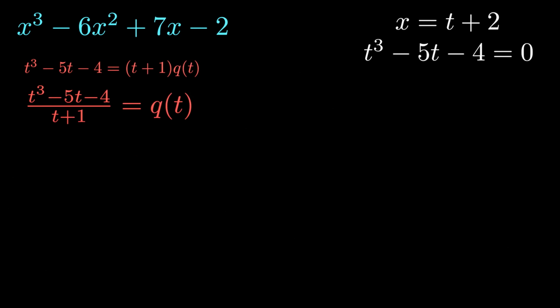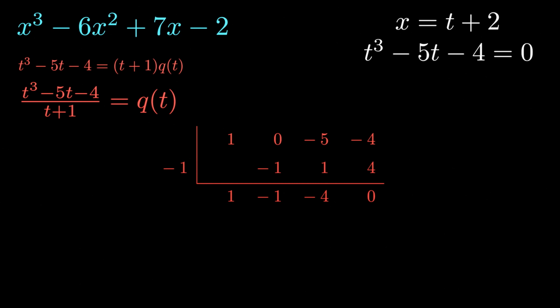Listing the coefficients of our cubic polynomial above, we have t plus 1, so t is equal to minus 1. Bringing the 1 down to the front, we have minus 1 multiplied by 1 gives us minus 1. Adding 0 and minus 1, we get minus 1. Then multiplying minus 1 by minus 1, we get 1. Minus 5 plus 1 gives us minus 4. And minus 1 multiplied by minus 4 gives us 4. So we have minus 4 plus 4, which is equal to 0. Essentially what this process does is it gives us the coefficients of our quadratic polynomial. So we have q of t is equal to t squared minus t minus 4.